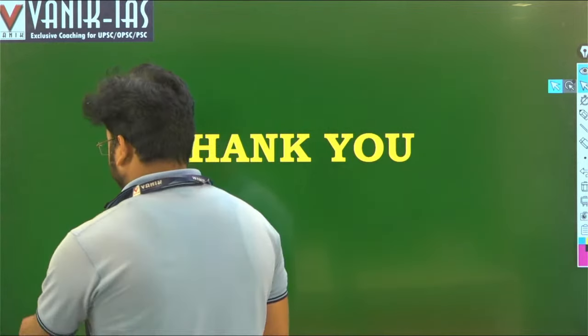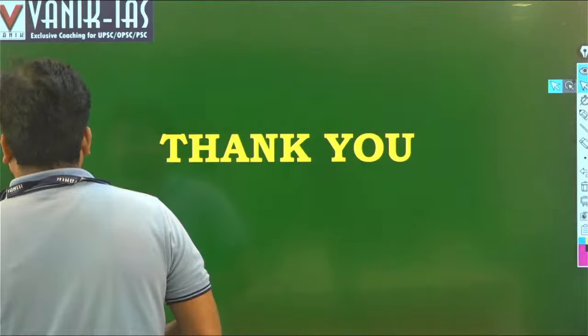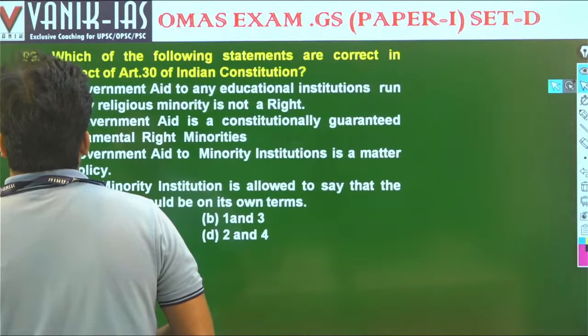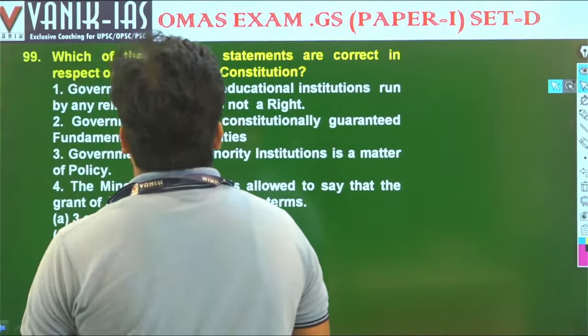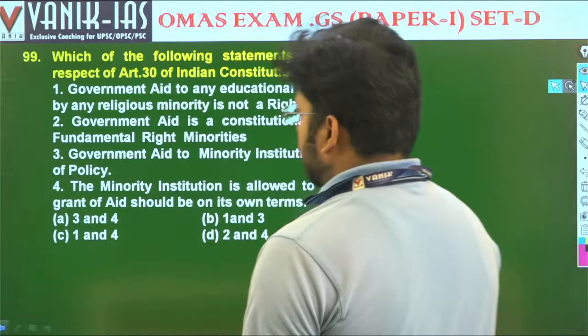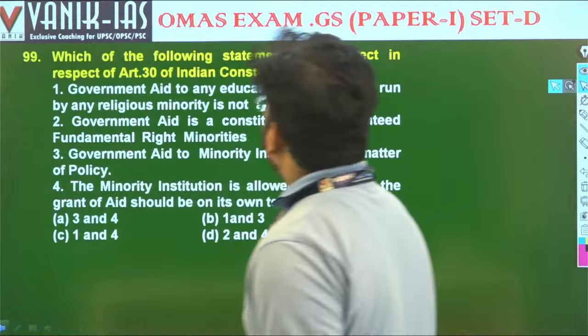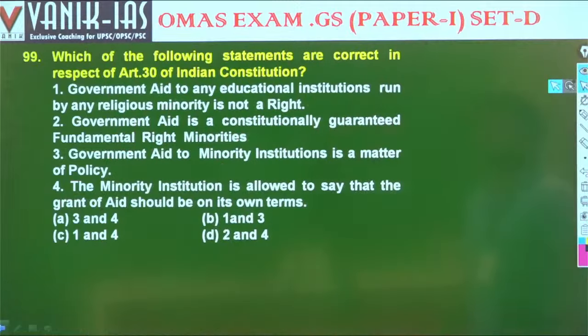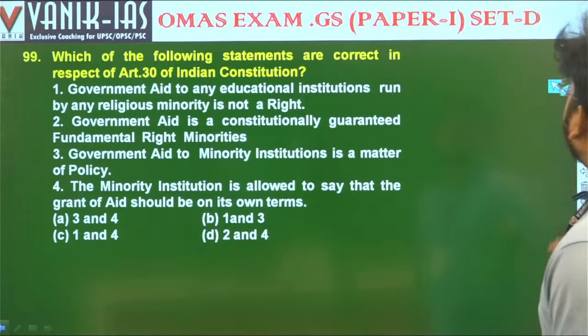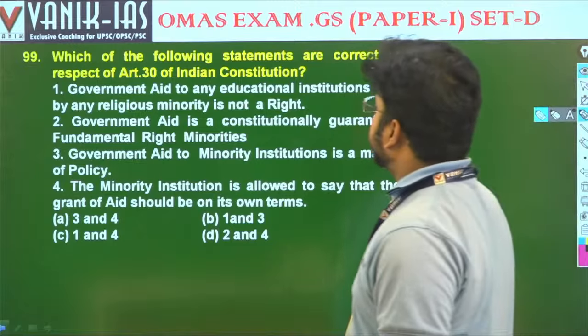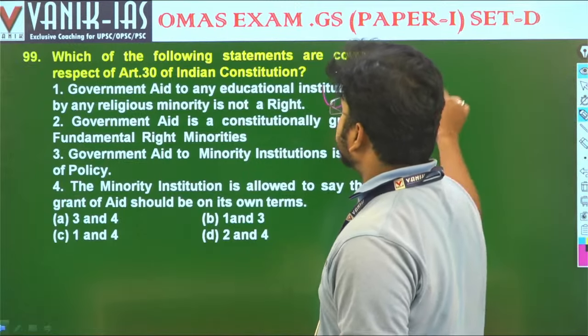99 is skipped. Just a wait. Okay, sorry. Article 30 of the Constitution, okay. Government aid to any education institution run by any religious minority is not a right. No, it is not a right. You cannot claim that give us money. It's not a right. Okay.